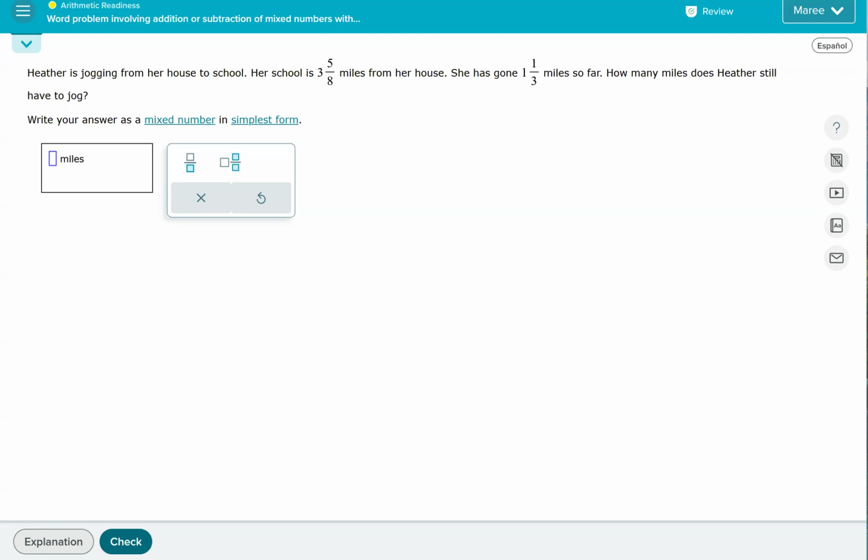Okay, Heather is jogging from her house to school. Her school is 3 5/8 miles from her house. She has gone 1 1/3 miles so far. How many miles does Heather still have to jog?